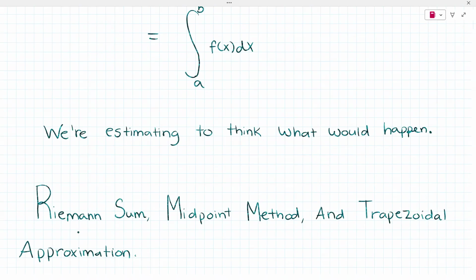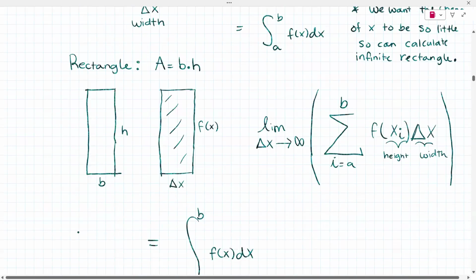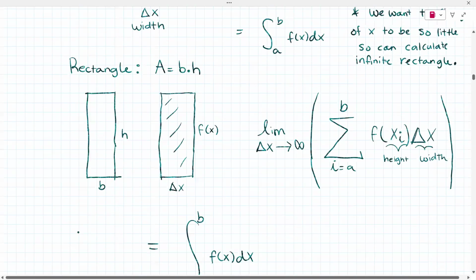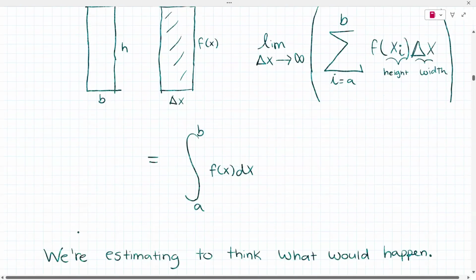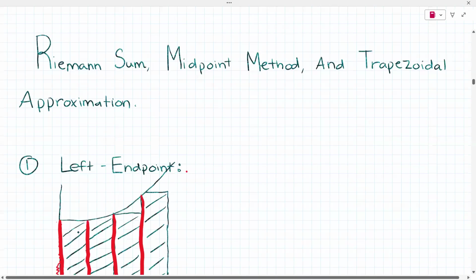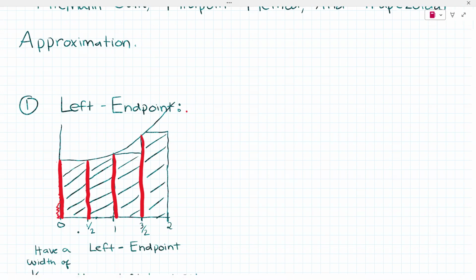Okay, so now we know that estimating is involved with Riemann sums. Now let's talk about the different methods we can use. So you could do left hand, right hand, midpoint, and trapezoid.